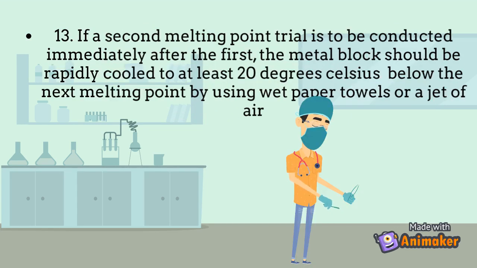If a second melting point trial is to be conducted immediately after the first, the metal block should be rapidly cooled to at least 20 degrees Celsius below the next melting point.